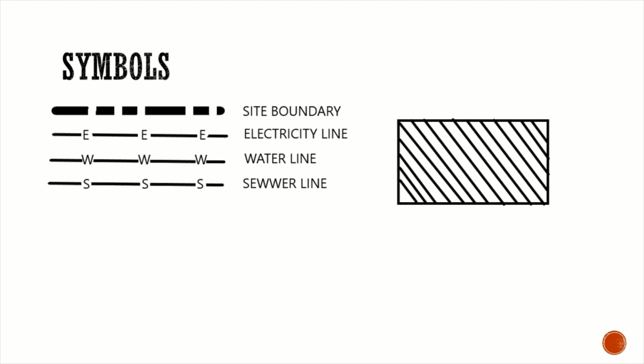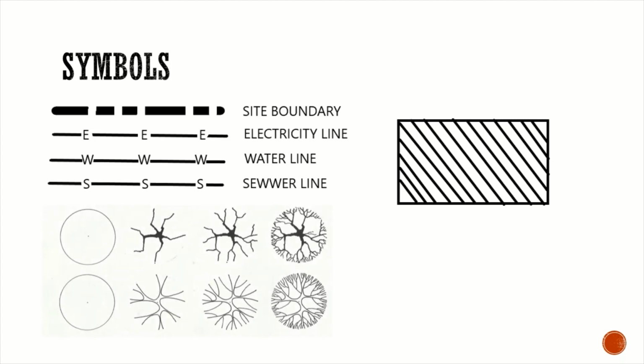For existing buildings that may be near your site or on your site, you draw the shape of the existing building and you just hatch it. For your trees, there are different variations. For trees, you start with a circle and then you draw your big branches and include smaller branches. And if your site has different types of trees, you are going to have to show that by having different variations of your tree symbols.